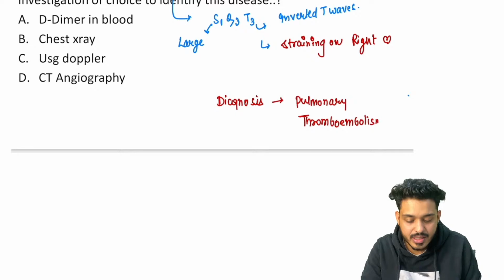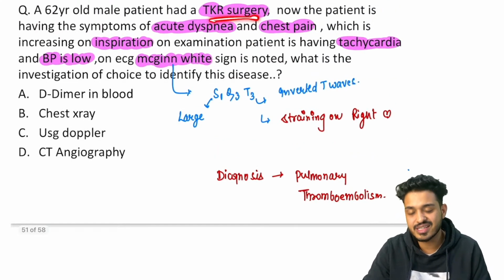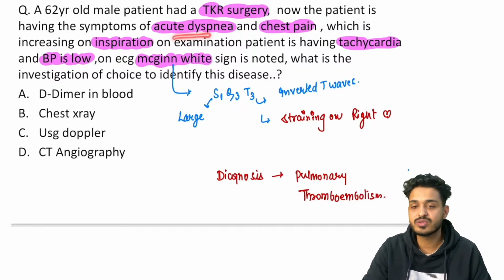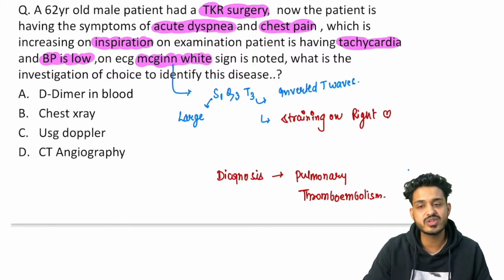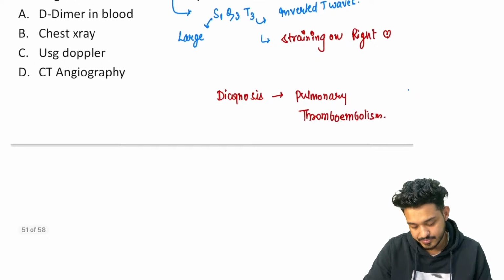This is a patient who is lying down for such a period of time after a surgery, right? After a total knee replacement surgery, this patient is having episodes of acute dyspnea, chest pain on inspiration, tachycardia, hypotension is there, McGinn-White sign is noted, right? What is the investigation of choice to identify this disease? That is what they are asking, right? So look here. This is a case of pulmonary thromboembolism, right? This thing is happening in the bedridden patient.